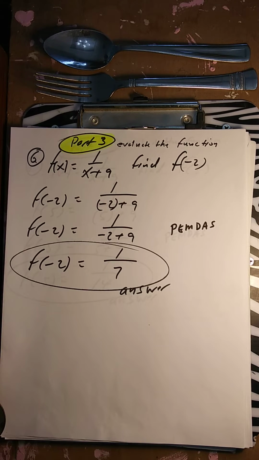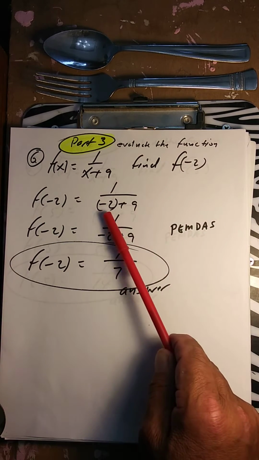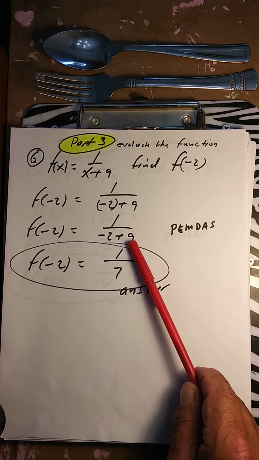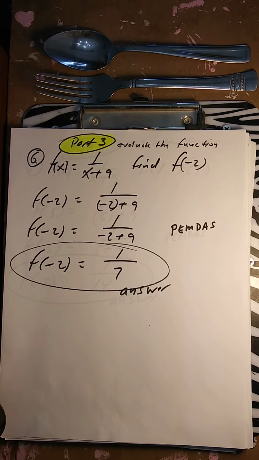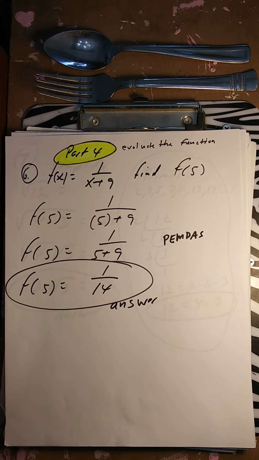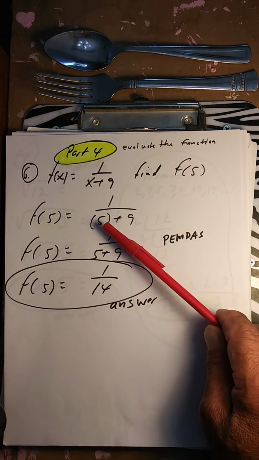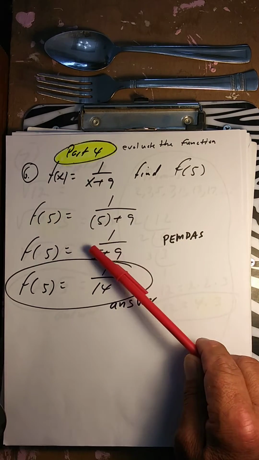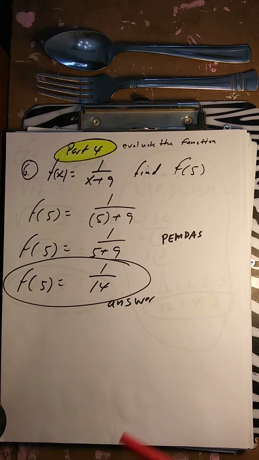All right, number 6. Part 3. F of negative 2. Put it in there for the x. So you have negative 2 plus 9. 9 minus 2 is 7. 1 over 7. Yes, that's good. It's in the domain of the function. And part 4. Is that going to work? Let's see. F of 5. Put a 5 in there. So 1 over 5 plus 9 is 14. 1 over 14, yep, that's good. It's in the domain of the function also.